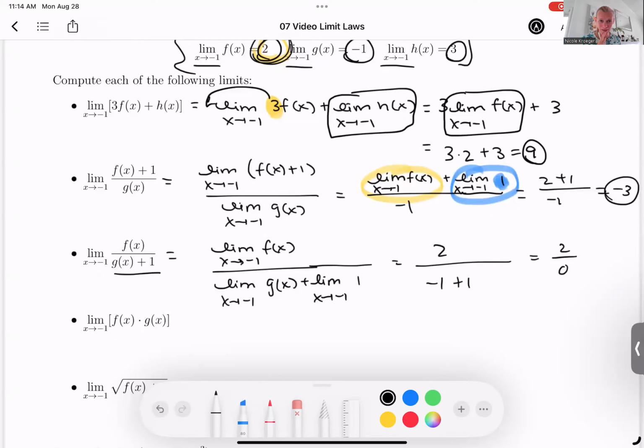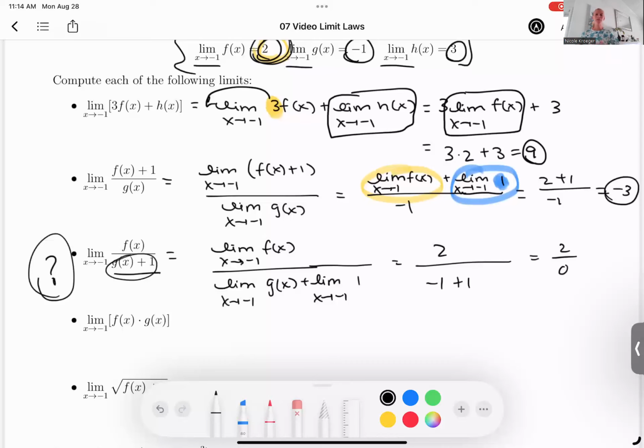Getting 0 in the denominator is a problem. If you look at limit law number 5, it tells us that we can only use these limit laws if the denominator does not give me 0. So this limit law doesn't tell us anything. We can't do this. So we really have no idea what happens in this problem. Getting 2 over 0 does not mean that this limit does not exist. It doesn't mean it's equal to 0.